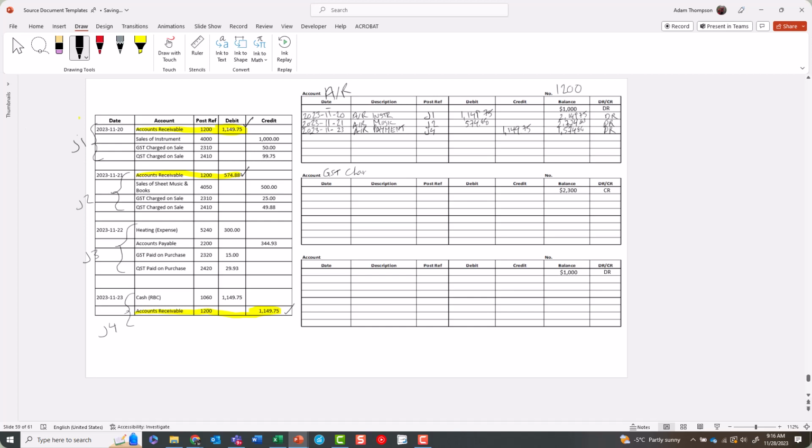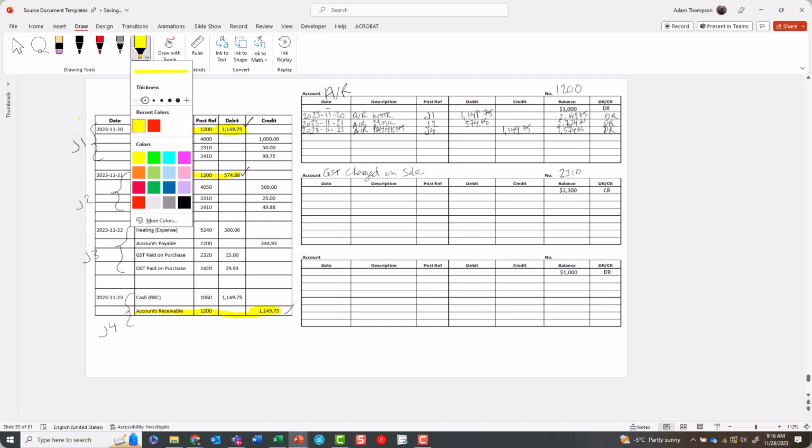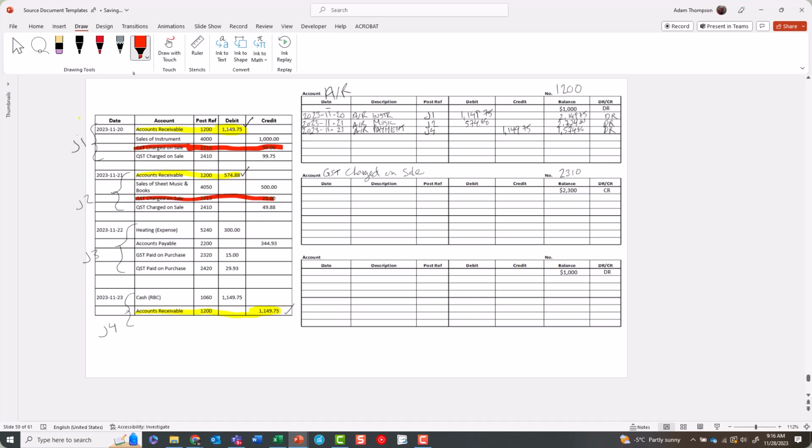So now we're going to take care of the GST charged account 2310. This is a regular liability account. The normal balance is going to be a credit. You'll see that we have an opening balance of $2,300. And if we highlight the entries, you're going to see that we have 2 from November 20th and November 21st. Since this is a normal credit balance, credit's going to increase, debit's going to decrease.